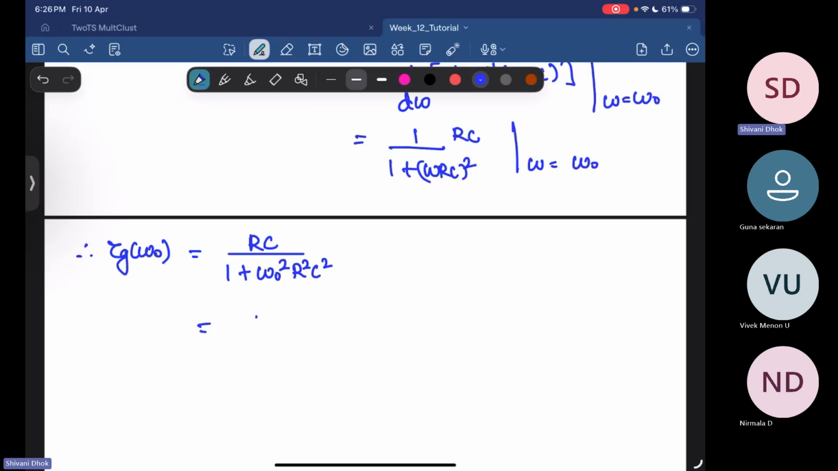This you can equivalently write as 1 by RC upon omega naught square plus 1 by R square C square. That's all. So now in this particular question, your group delay and your phase delay are completely different, and both of them depend on your frequency omega naught. That is the input frequency to your system.